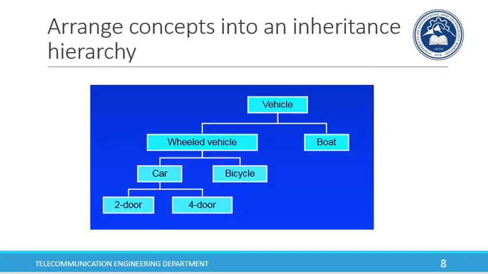So this is another example. This is the main base class, the vehicle. Now we have two types of vehicles, wheeled vehicles and boat. So in wheeled vehicles we have car and bicycle, but in car we have another two types, a two-door car or a four-door car, but these all come in a vehicle. These all belong to one category, vehicle.